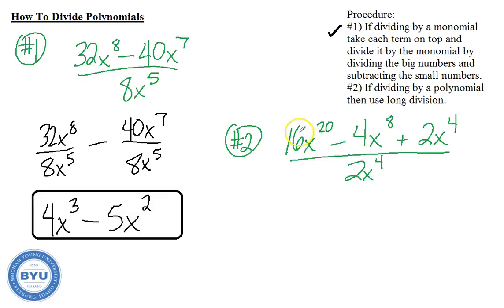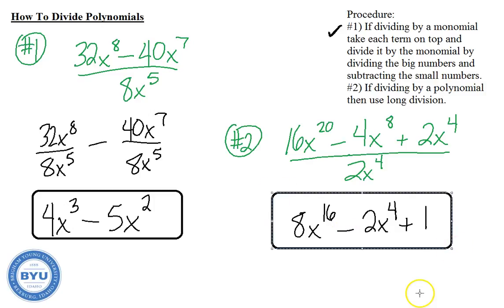Same thing here. I would divide each of the tops. 16 divided by 2 is 8. With the little numbers, we subtract, so it'd be 8x to the 16th. 4 divided by 2 is 2x to the 4th because we subtract these exponents. And here we have 2 divided by 2, which is 1. And notice the x's would just cancel out. x to the 4th divided by x to the 4th is just 1, or x to the 0, which is 1 as well. And so that would be our answer.